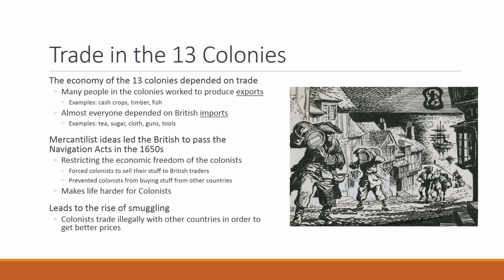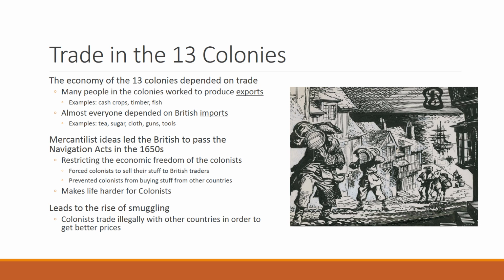On top of this, almost everybody in the colonies depended on British imports. This is stuff like tea, sugar, cloth, guns, and tools. This was stuff that was really hard to get in the Americas. For example, it's impossible to grow tea in the United States. And it's really hard to grow sugar here too, except in the very deep south. So these were things that they could only get by trading with the British.